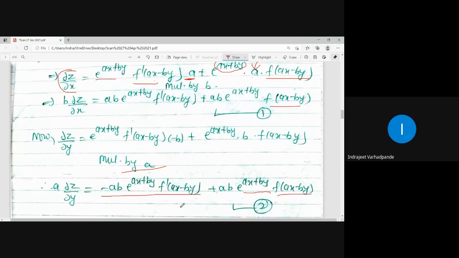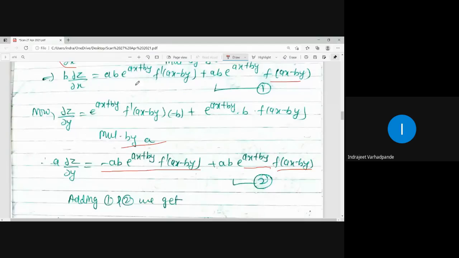We label this as equation number 2. Add 1 and 2. I think this first term will get cancelled, right? Yes, sir. One of them is with opposite sign. So this ab into e to the power ax into f dash minus ab into e to the power ax into f dash will get cancelled. This plus this is 2 times, right?